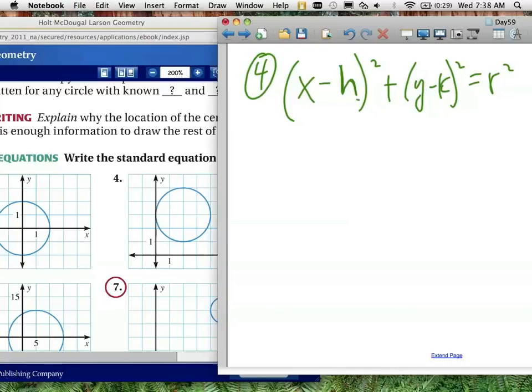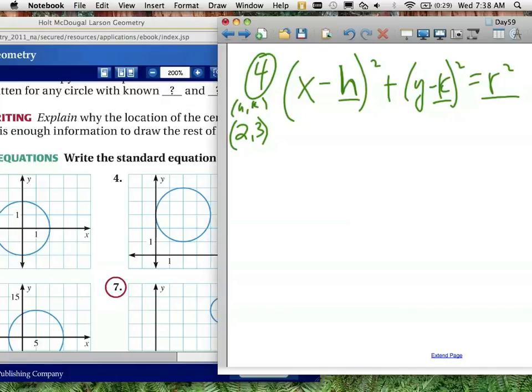So, what are h and k? The center. H and k are always the center. So, we look at this picture right here. You go over 2, up 3. So the center is 2, 3. It goes in that order, h and k. All you're filling in is this, and you're getting r squared, okay? Not just r, you must square it.